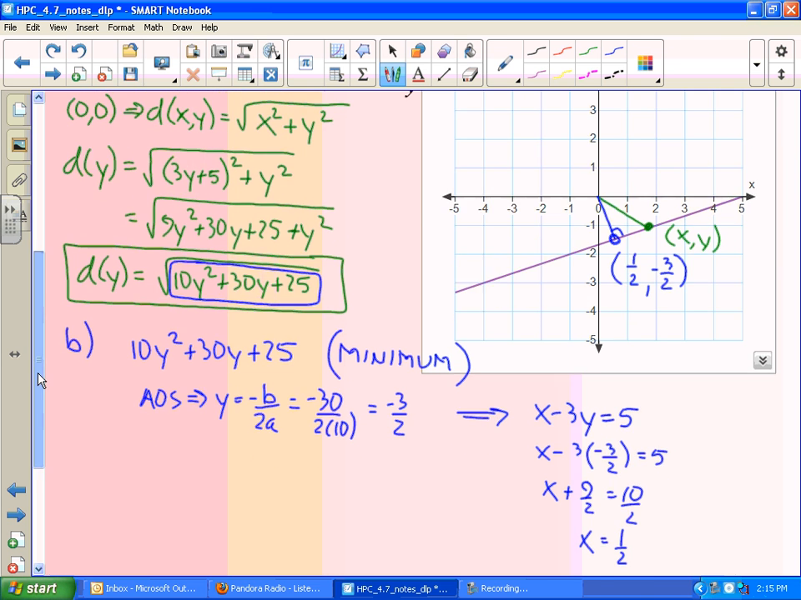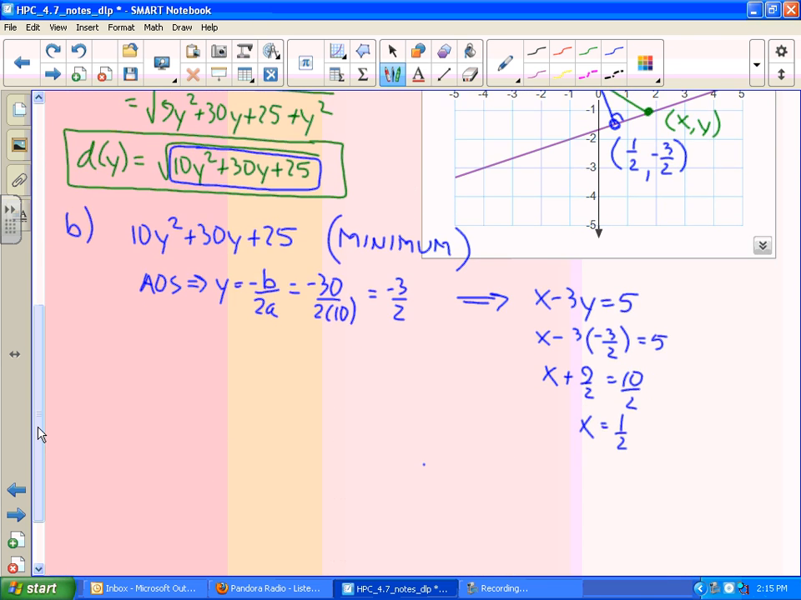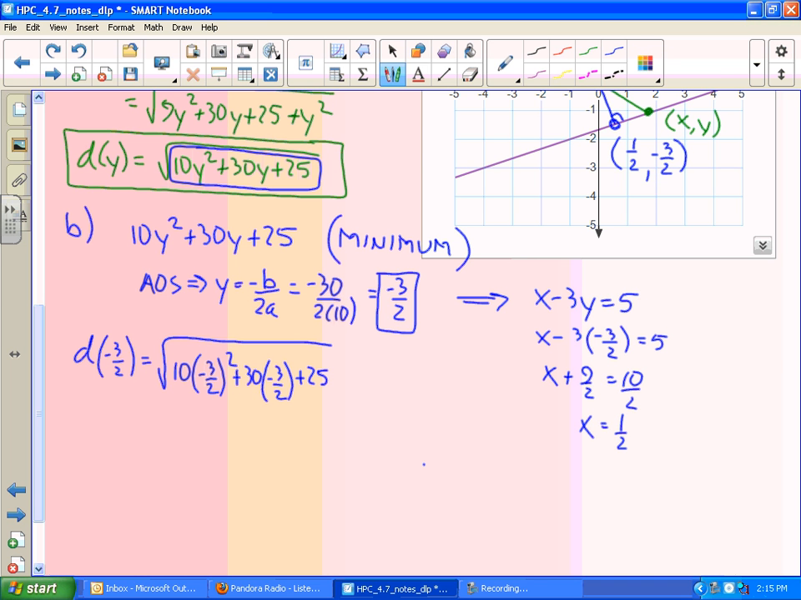So we were asked also to find out, I think, what is the distance? Well, we're going to use this negative 3 halves now, since that's the value of y that's going to minimize. That will also be the value of y that makes my distance the smallest. So now I'm going to plug that back into here. Negative 3 halves squared, 30 times negative 3 halves, and 25. And we calculate all this to get 10 times 9/4, but we can divide the 10.